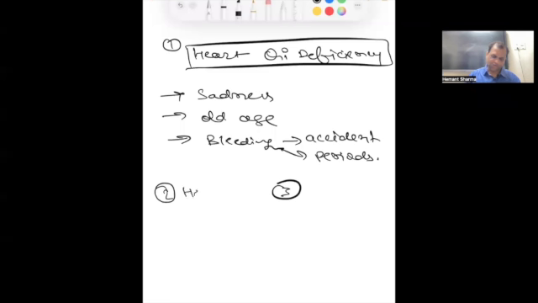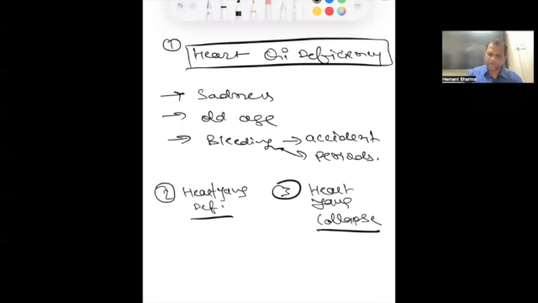The pattern number 2 is heart yang deficiency. And the pattern number 3 also the heart yang deficiency. Or the pattern number 3, heart yang severe deficiency. Heart yang severe deficiency. Or we can tell collapse. So what is the difference between heart yang deficiency and heart yang collapse?